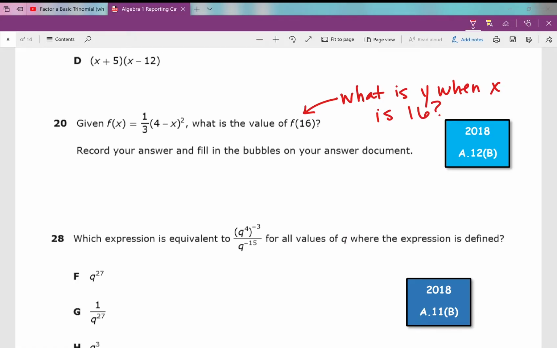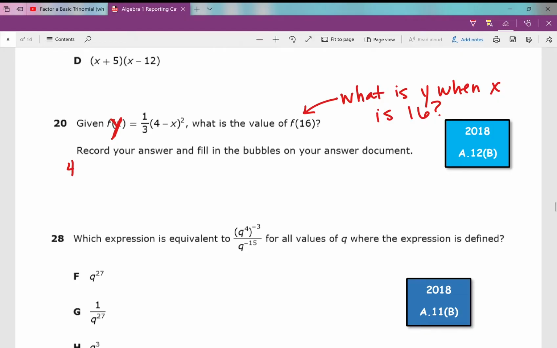There's always one of these questions on the EOC, and you have to get these right. If you ever see f of x equals, that's fancy schmancy for y equals, plug it into y equals. There's your test taking strategy. Then look at your table of values and go to where x is 16. What is y when x is 16? It's 48.